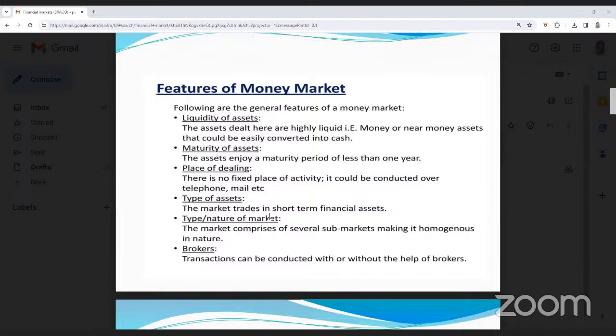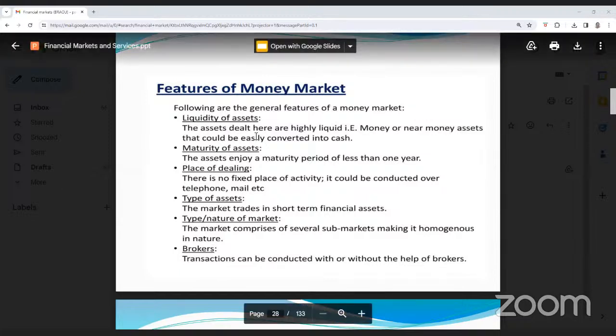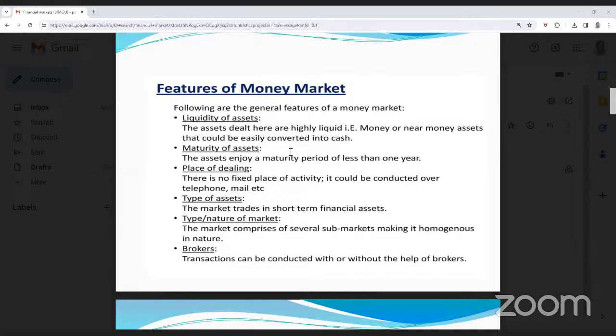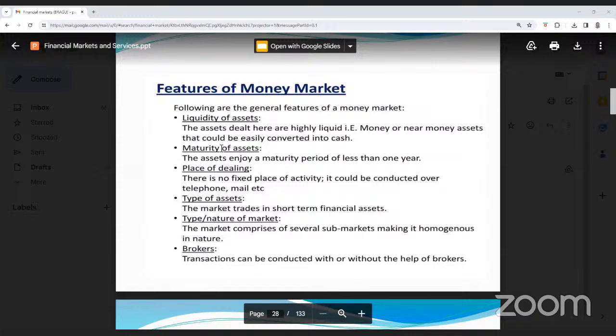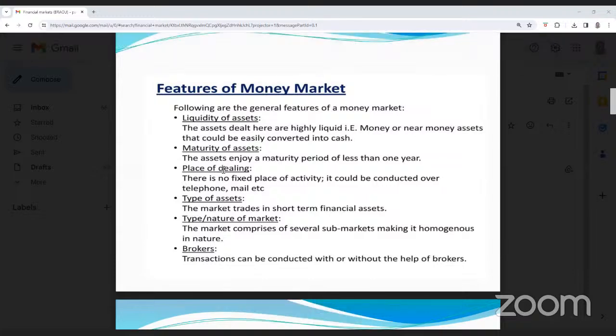What are the features of money market? Money market deals completely with cash and liquidity of assets. So it is highly liquid. For example, money or near money assets that can be easily converted into cash. If we buy some bonds and take them after maturity, they give us cash. Yes or no? Yes, ma'am. The next is the maturity of asset. It is short term, money market is less than 1 year.